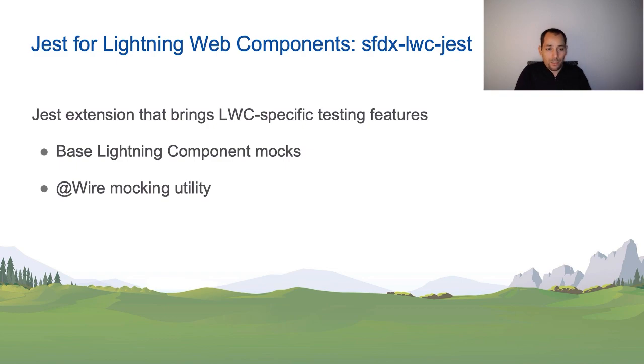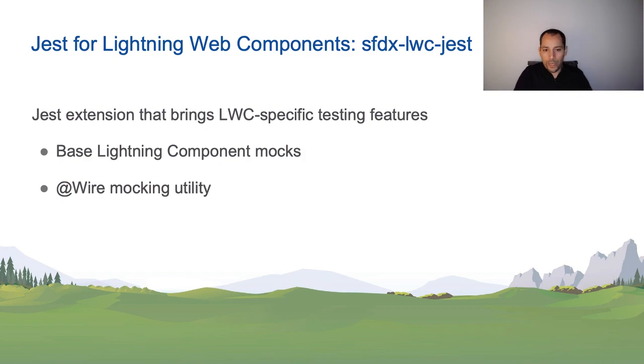The second big thing, which is really important for testing, is the wire mocking utility. Because we're running tests on a local machine, we're not connected to the platform. So we need a way to simulate data being retrieved from the server, from the platform.